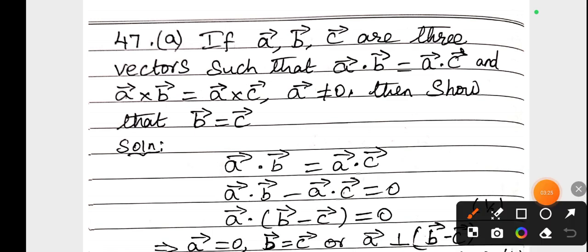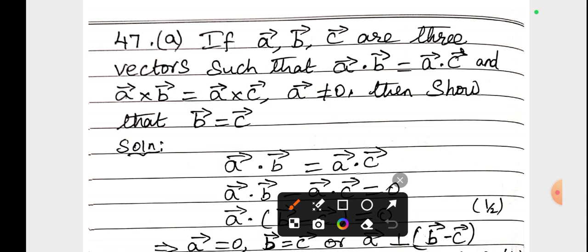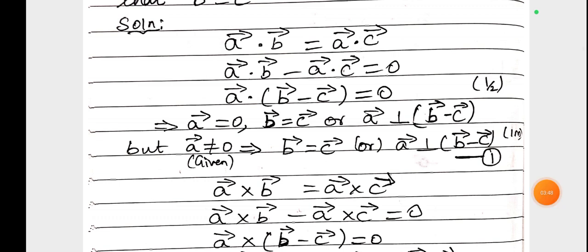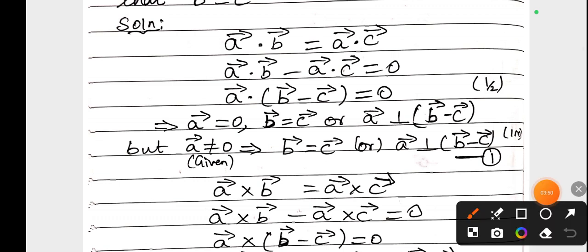A vector, B vector, C vector are three vectors such that A dot B equals A dot C, and A vector cross B vector equals A vector cross C vector. What should we show now? B vector equals C vector, we should show. So can we write A vector dot B vector equals A vector dot C vector, children, then A dot C goes to the same side, minus A vector dot C vector.